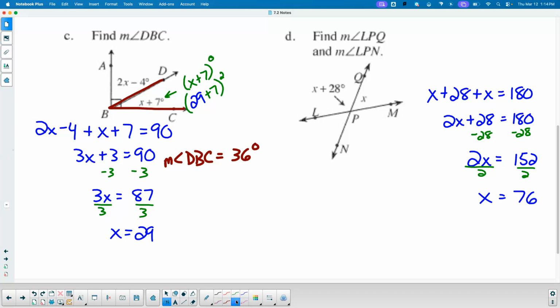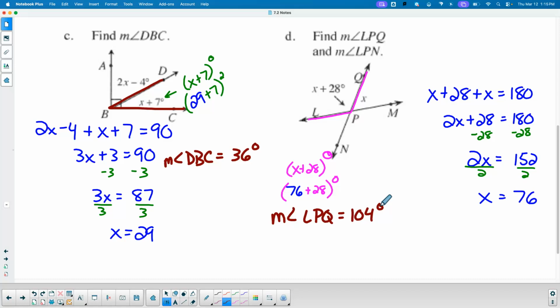LPQ is this angle right here. So that would be x plus 28 degrees. So then that's going to be 76 plus 28 degrees. I put squared, it should have been degrees. Sorry. Almost did it again. 28 plus 76. 104. So the measure of angle LPQ is 104 degrees. Okay.